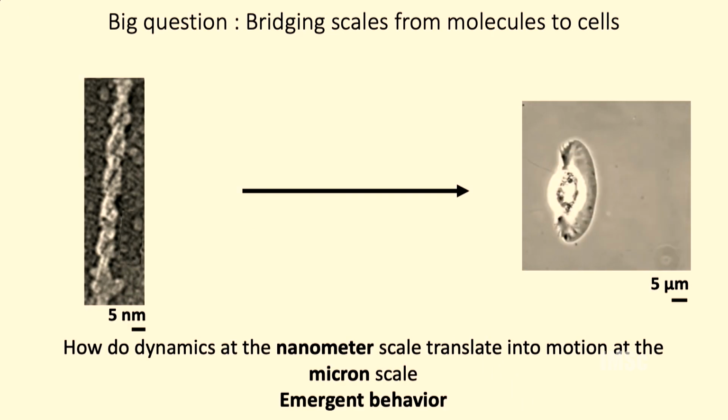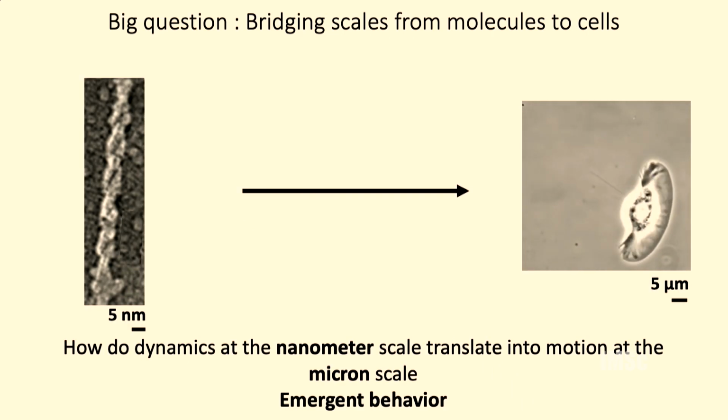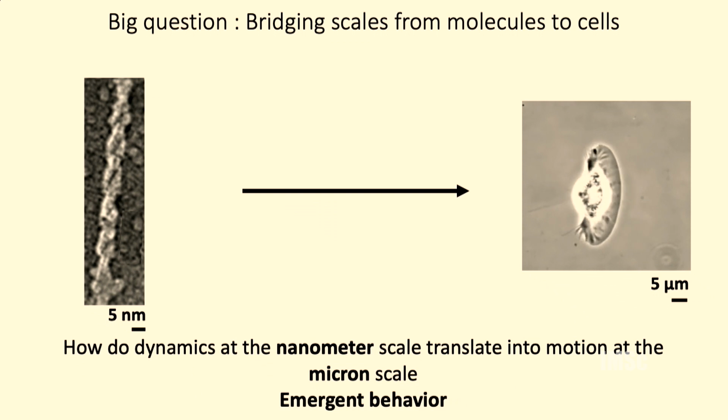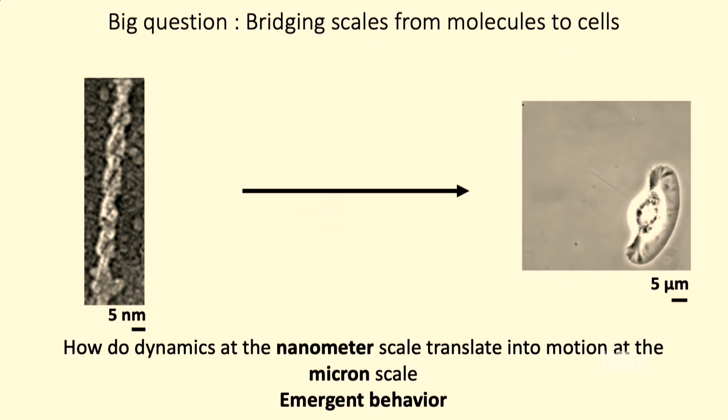One of the key features of this process is that you have these really tiny, nanometer-scale monomeric proteins that end up achieving something which happens at the micron level. So there is some sort of collective behavior at play. All these tiny molecules come together in a magical fashion to give rise to very well coordinated movements of cells.